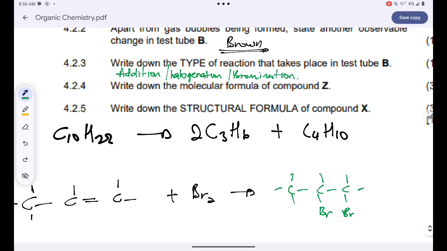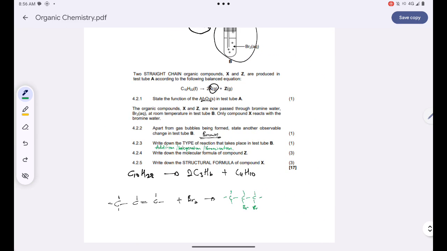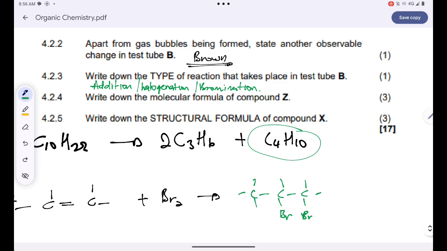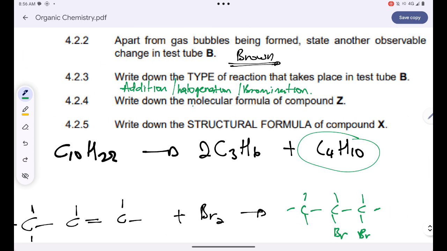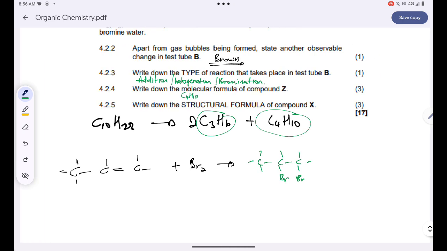Okay, write down the molecular formula of compound Z. This is our compound Z, right? So our molecular formula for compound Z will be C4H10. And then they want us to draw the structural formula of compound X. This is our compound X. We've already drawn the structural formula over there. Let me write it. H. That's prop-1-ene. Are you together? This is the answer for 4.2.5.